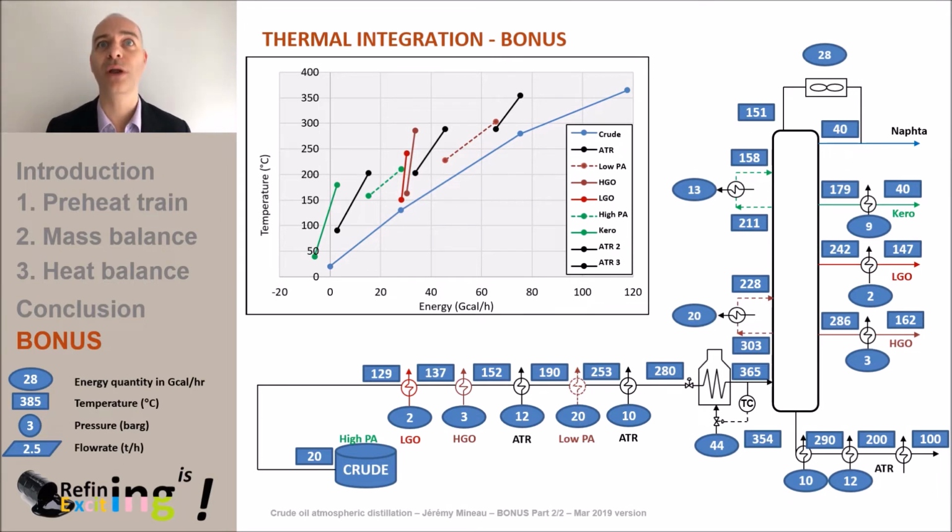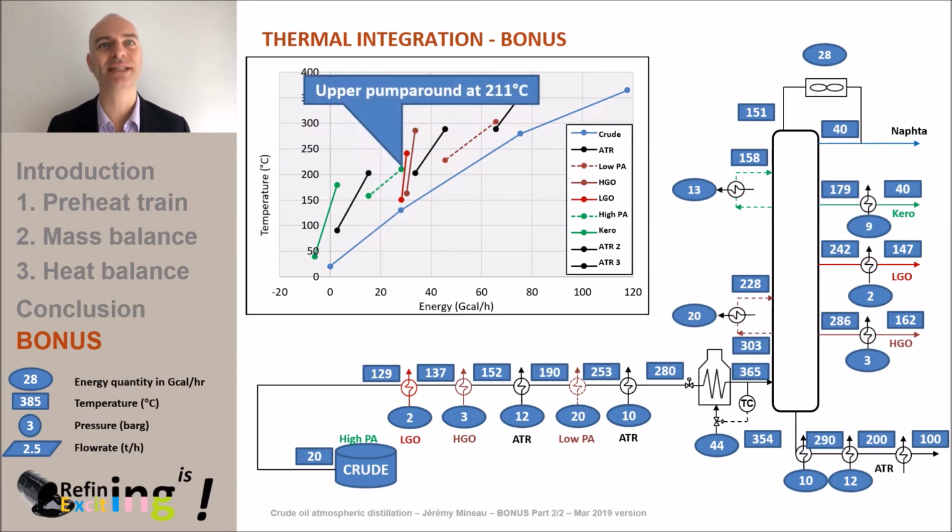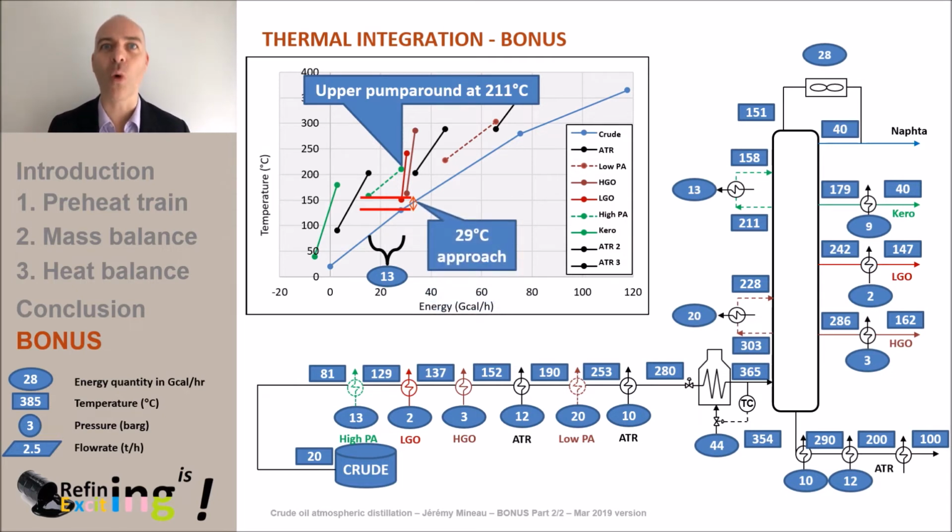Then, the top pump around liquid becomes the hottest flow available since this liquid temperature is 211 degrees C. This flow will heat the crude from 81 degrees C to 129 degrees C for an energy quantity of 13 gigacalories per hour. In this case, a temperature approach higher than 10 degrees C is observed, since the crude is heated up to 129 degrees C, and the top pump around liquid is cooled to 158 degrees C. This corresponds to a temperature approach of about 30 degrees C.